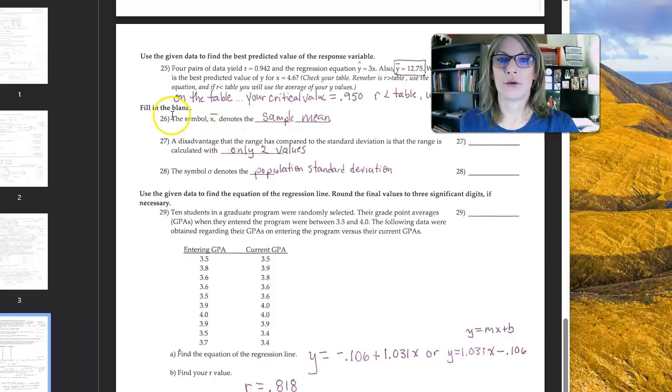Alright, so number 26 and number 28 are about symbols. And we're going to have a section on the final exam, the online portion, where I need you to match symbols to the different concepts that we've learned. And one of them is going to be X bar. X bar is the sample mean.